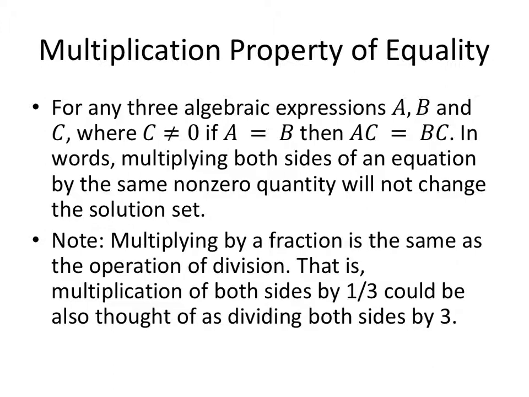We also have a multiplication property of equality. And for any three algebraic expressions, a, b, and c, as long as c is not equal to 0, if a is equal to b, then we can multiply both sides of the equation by c, and we still have equality. In other words, multiplying both sides of an equation by the same non-zero quantity will not change the solution set. Remember that multiplying by a fraction is the same as the operation of division. So if I multiplied both sides by a third, I could think of that as dividing both sides by 3. So the multiplication property is also a division property of equality.